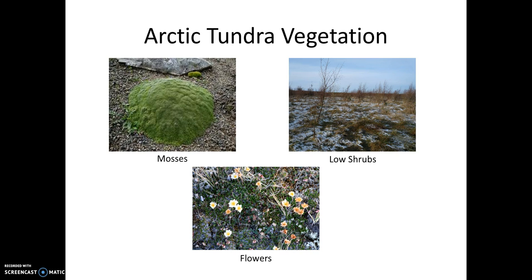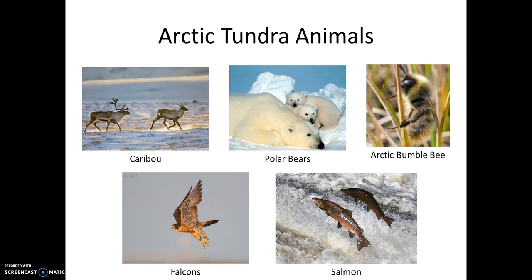And the vegetation that you can find there is actually pretty varied. So there's about 1,700 plant varieties. They're all low shrubs, mosses, grasses, and there's over 400 varieties of flowers. So they're all short and grouped together so that way they can resist the cold temperatures better. And you can see here the mosses, low shrubs, and flowers.